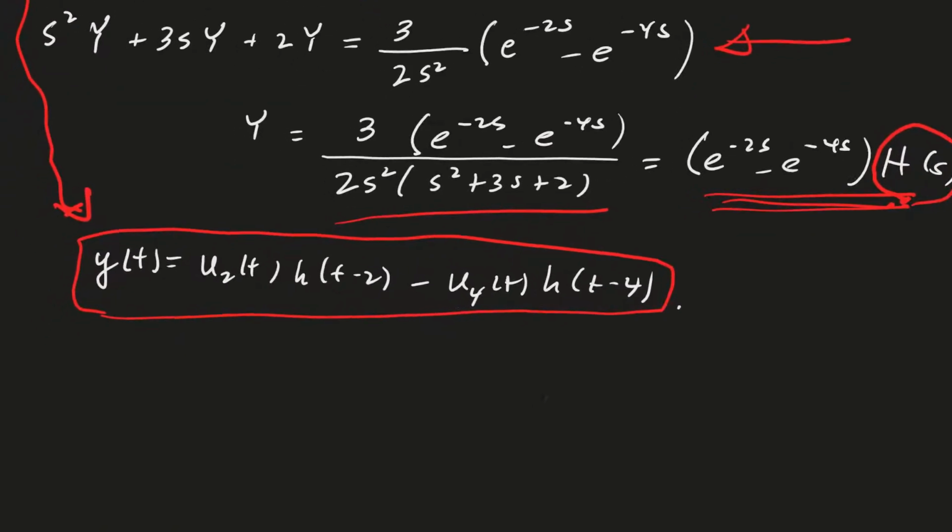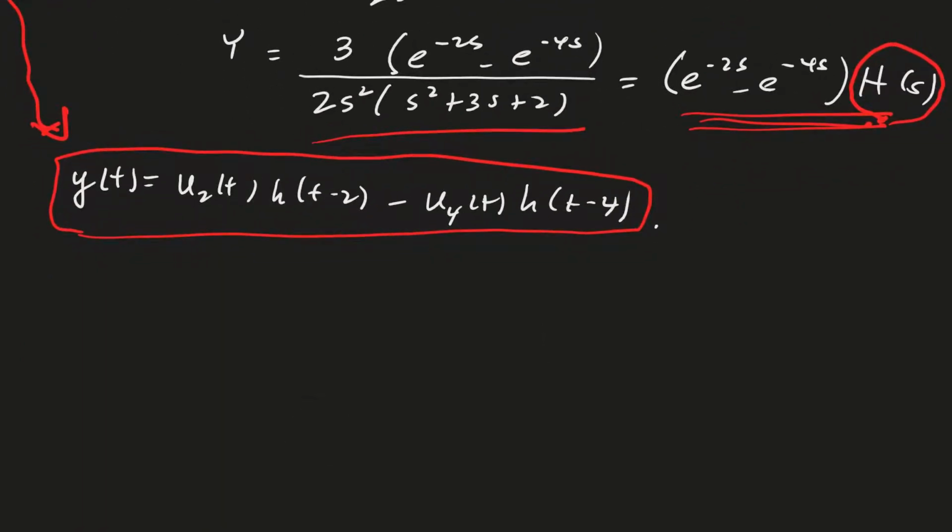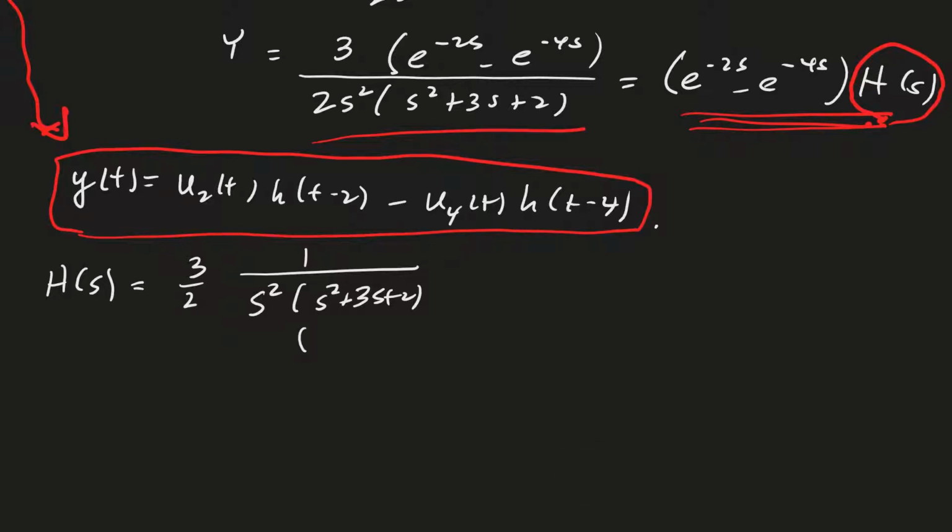So let's go ahead and rewrite our H of s. H of s is 3 halves times 1 over s squared times s squared plus 3s plus 2. Now I'm getting myself ready for partial fractions, so I need to look at my quadratic, and I do see that in this case it is factorable. That's s plus 1 times s plus 2. Therefore, using our tried and true partial fraction decomposition, I'm going to get rid of my 3 halves here.